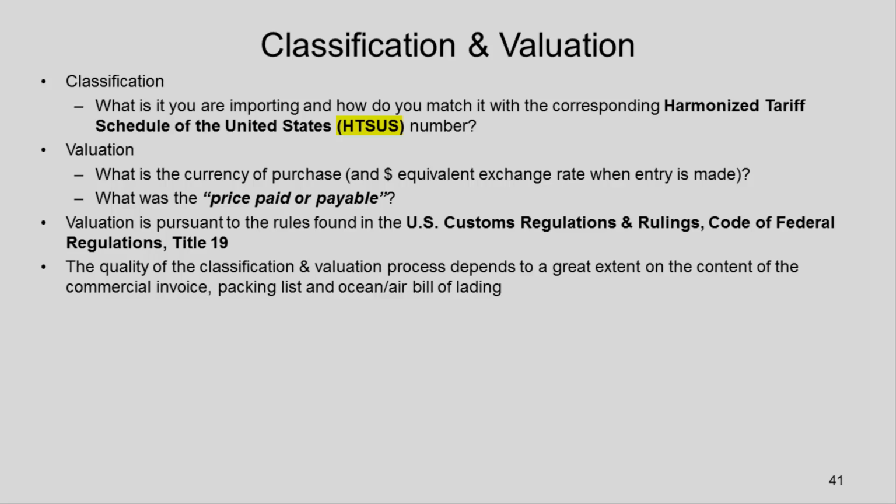Because when we prepare the entry electronically to be sent to CBP, we're going to use that number in the fields that describe the product. We're not going to type in the product description. We're going to use the HS number. And the algorithms in the software make that link.